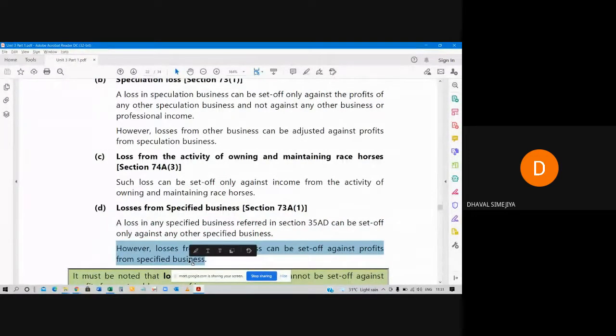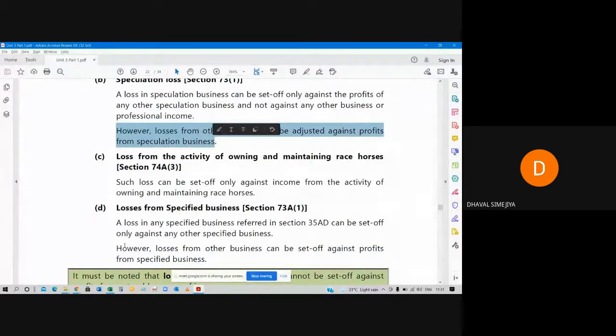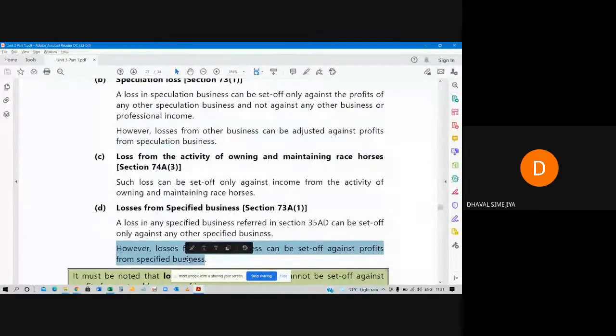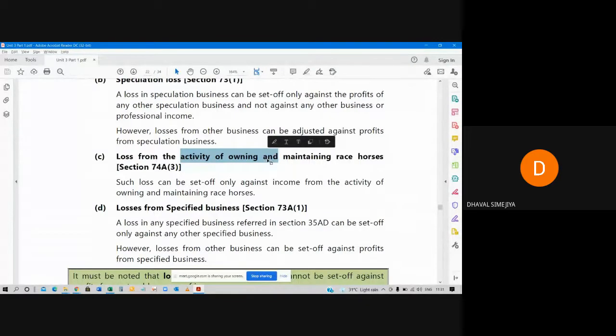So if you check here, loss from other business can be set off from speculation business. Here also, loss from other business can be set off from specified business. It means if you are doing regular business and you are facing loss, then it can be set off with any other business, whether it is speculation business or specified business. But if you are doing speculation business and loss, then speculation business only. If you are doing owning and maintaining horse race business, then it can be set off against horse race business only. If you are doing specified business, then it can be set off from specified business only.